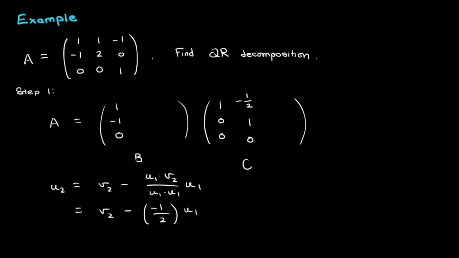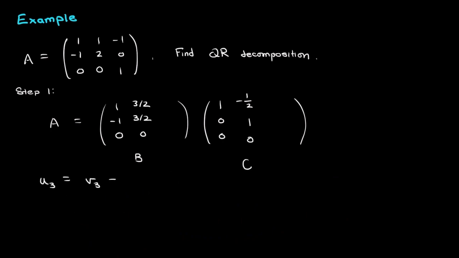Now I can use this formula to find the second column of the matrix B by plugging in the second column of the matrix A in for V2 and the first column of the matrix B in for U1. After some simplification, I discovered that the vector U2 is 3/2, 3/2, 0. That is, the second column of the matrix B is 3/2, 3/2, 0. Now, to find the final columns for the matrices B and C, I will use Gram-Schmidt again, with k equal to 3.